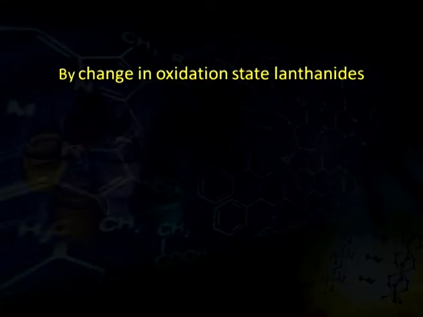Another method is by the change in oxidation state of lanthanides. Some of the lanthanides show +2 and +4 oxidation states in addition to +3. The +3 oxidation state is the most stable as compared to +2 and +4. Thus, the occurrence of the lanthanides in +3 is highly stable. Accordingly, they are going to differ in their properties. A change in oxidation state makes a remarkable change in properties.